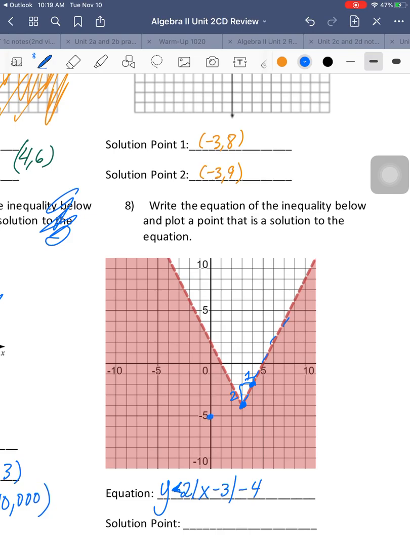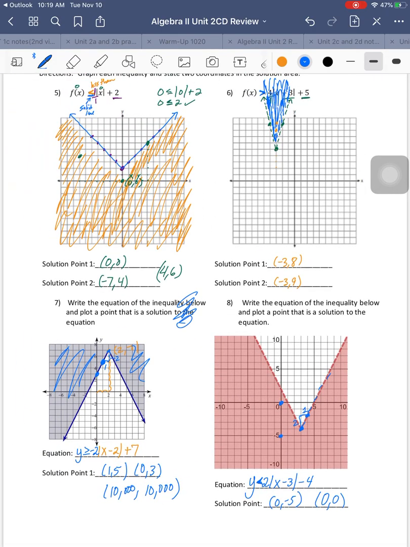So like go down here, 0, -5, not on the actual line because it's dashed. Dashed means not part of the solution. So 0, 0, that's in the shaded area. And there's plenty of other ones. All right, hopefully this helped you.